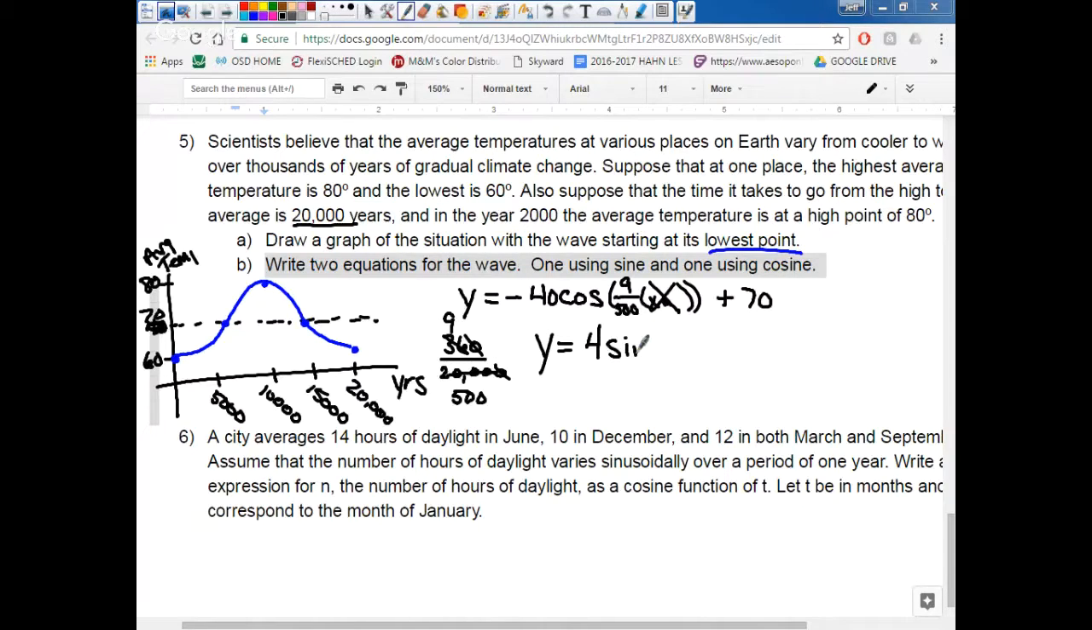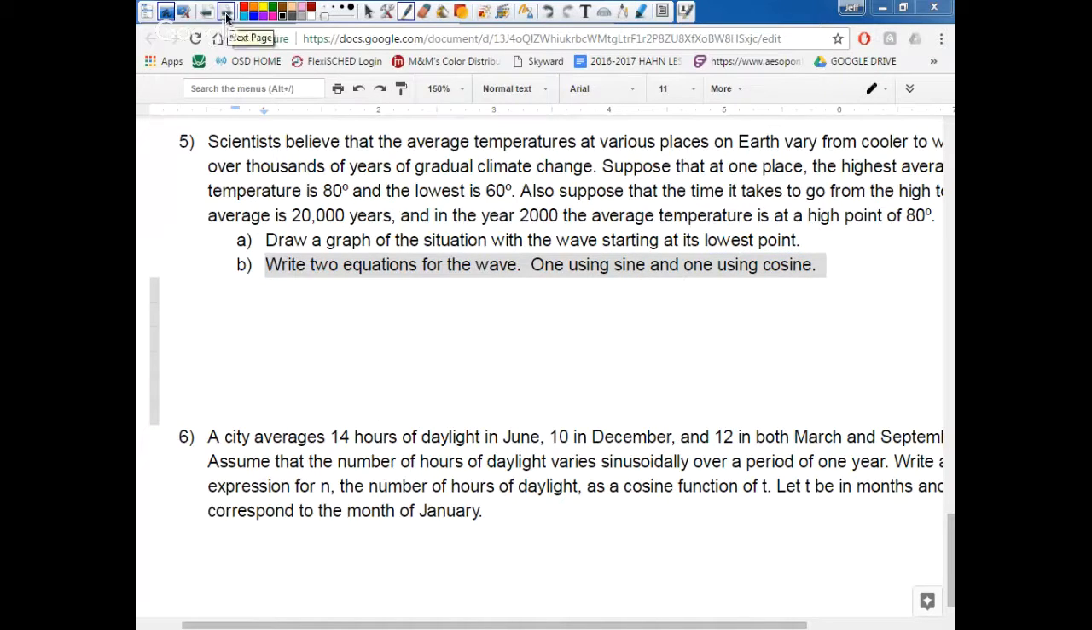4 sine 9 over 500. I know I'm going to have something in there plus 70. So everything's the same. Now I've got to look at my phase shift. So this is going to be x minus the middle of an upslope. That's the native position of sine at 5,000. So if I put 5,000 in here, now I've got the sine equation. I'm going to move on to the last piece.